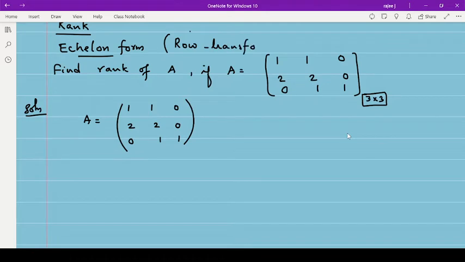The elementary transformation we do in echelon form is only row transformation. It means here you cannot use things like C1 changes to C2. You cannot do this. Here you can only do row transformation. After that, first of all try to make all the elements of the last row, the third row, maximum zeros.